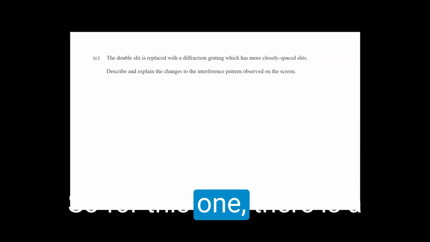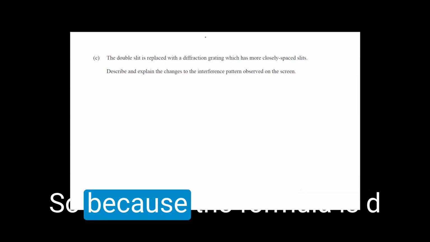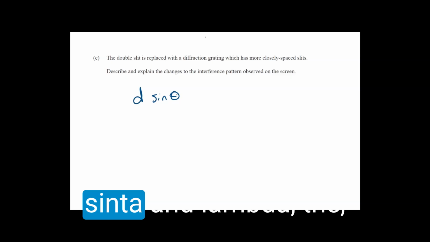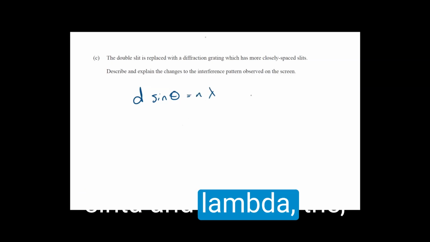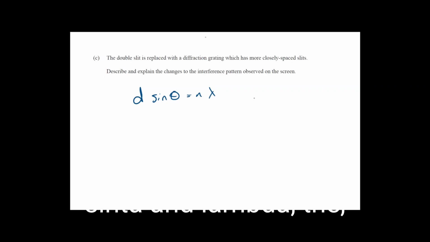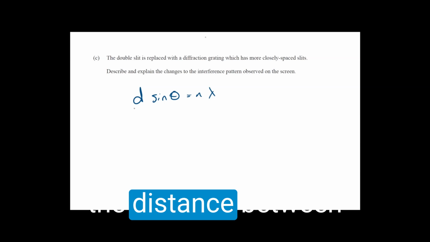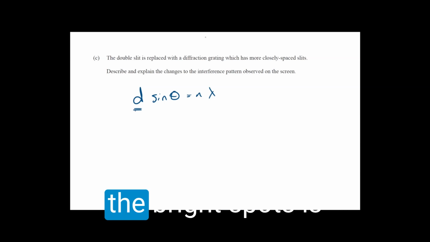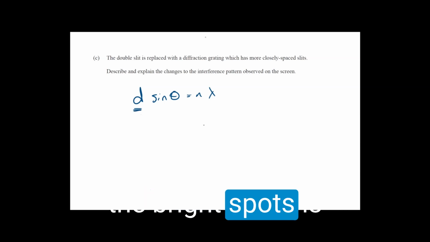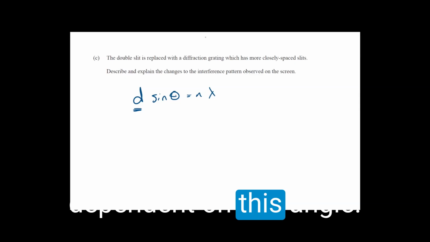So for this one, there is a sort of a paradox at work. Because the formula is d sine theta equals n lambda, the distance between the bright spots is dependent on this angle.